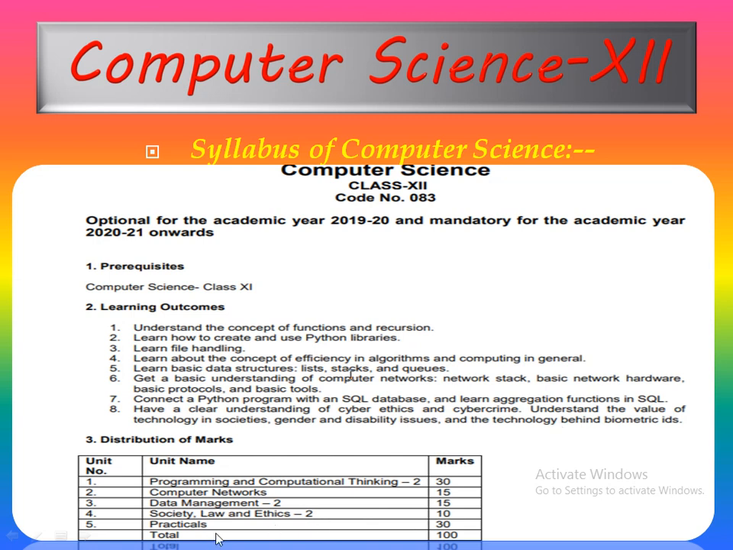So these topics are divided by marks. Programming and computational thinking 2 is of 30 marks. Computer networks is of 15 marks. Data management 2 is of 15 marks. Society, law and ethics 2 is 10 marks, and the practical is 30 marks. The total marks is 100.